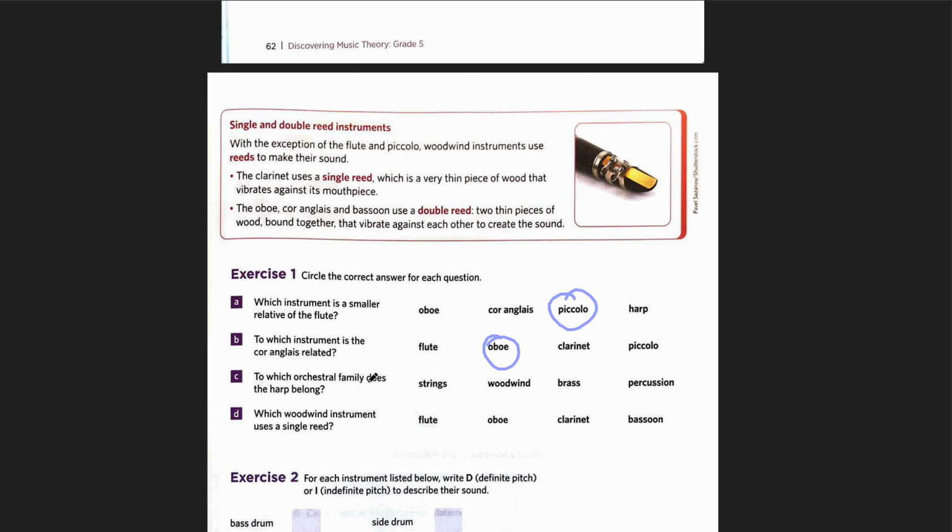To which orchestral family does the harp belong? Strings, obviously, because they're plucked. Quite obvious that one was. Which woodwind instrument uses a single reed? Well, clarinet, obviously, so clarinet.